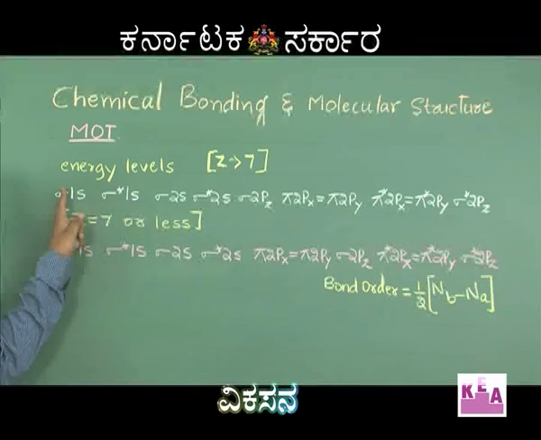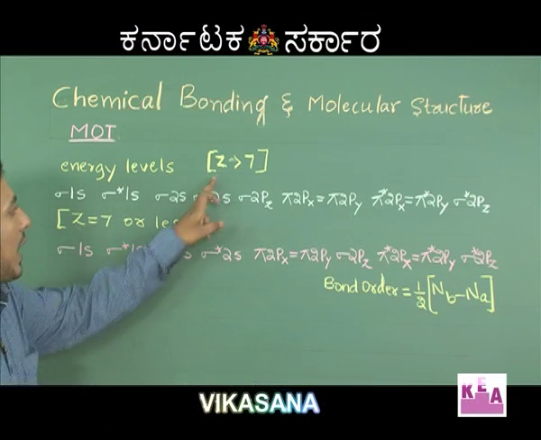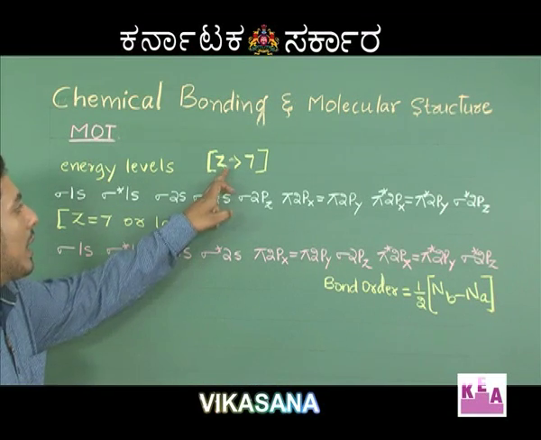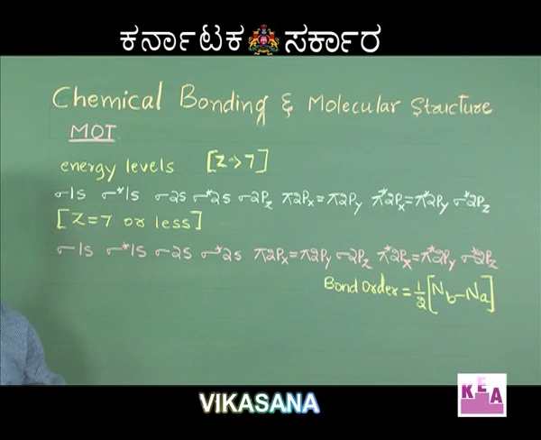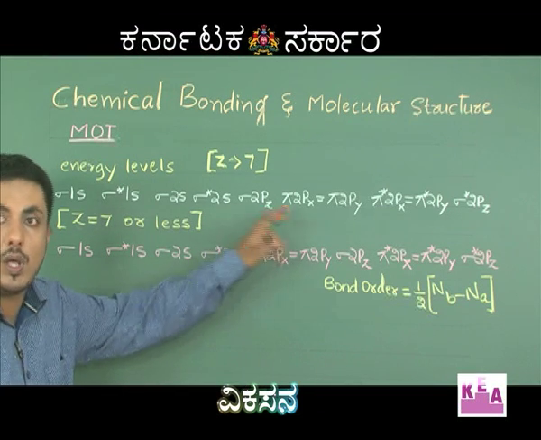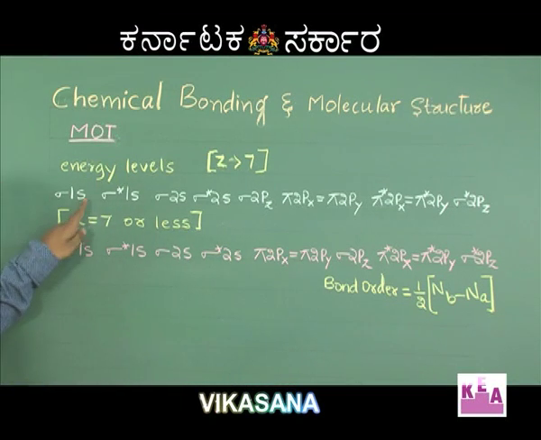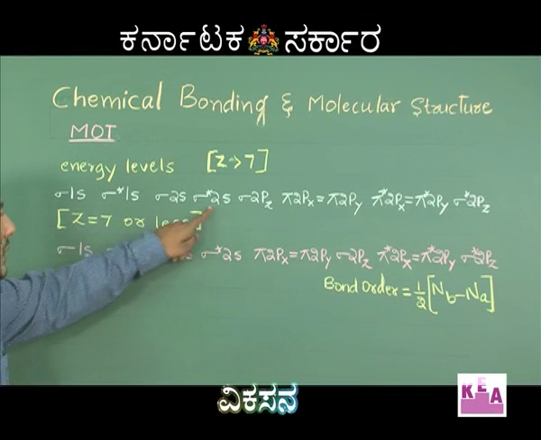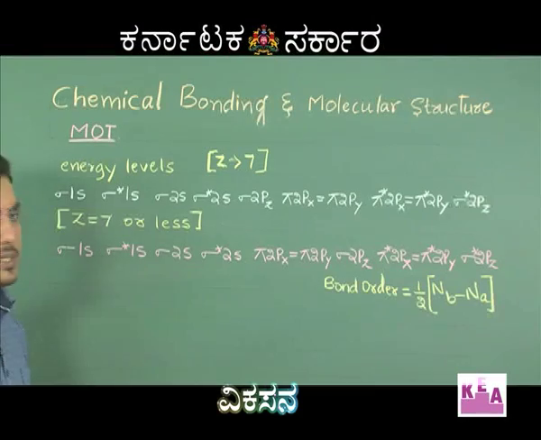So this is a molecular orbital energy level for molecules whose atoms have atomic number greater than 7. For example, the oxygen molecule. Oxygen's atomic number is 8, hence this energy level is applicable for the oxygen molecule. Even for the fluorine molecule, this energy level is applicable. That is sigma 1s, sigma star 1s, sigma 2s, sigma star 2s, sigma 2pz.